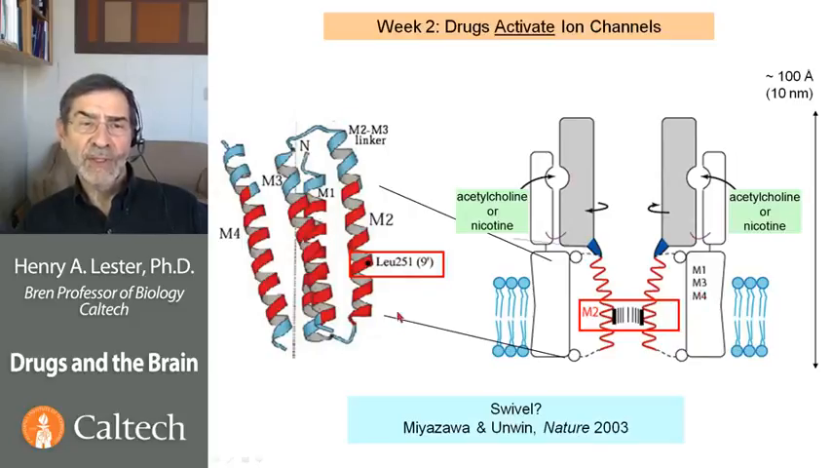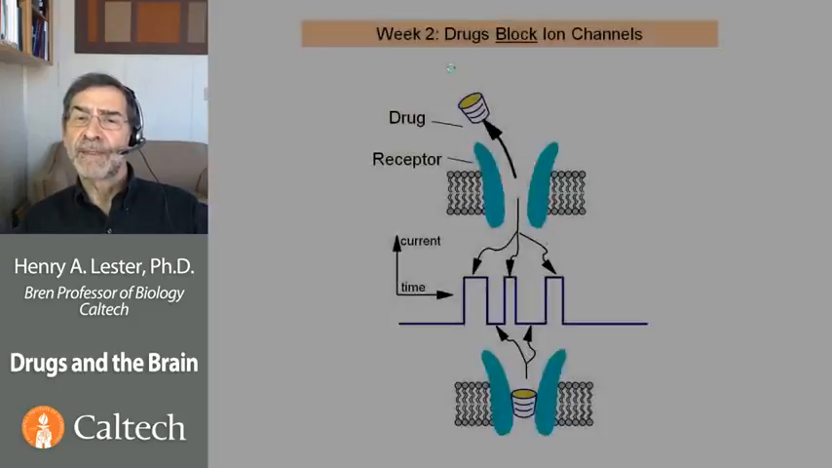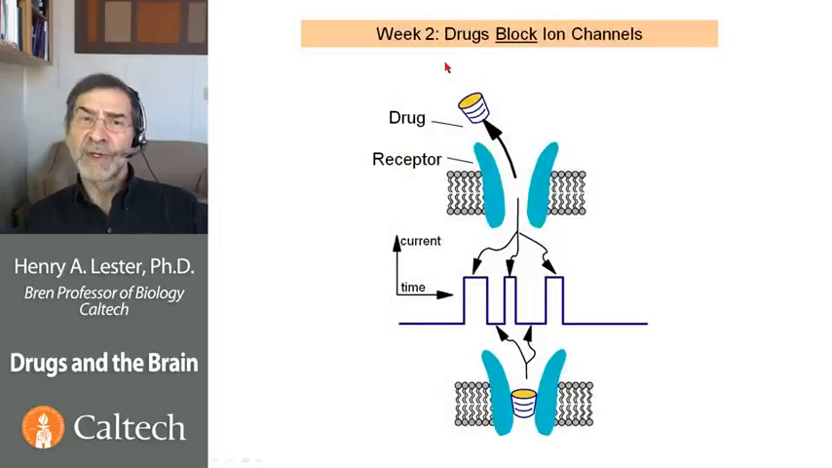Other parts that look like alpha helices. We'll describe alpha helices a little bit more. And so that is just about the most detail that we can give for activation of an ion channel by a drug. Another important part of drugs in the brain is that drugs block ion channels.